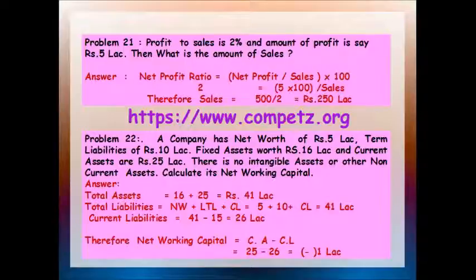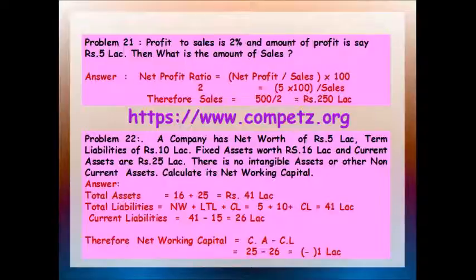Next problem we will see here is, a company has a net worth of INR 5 lakhs, term liabilities of INR 10 lakhs, fixed assets of INR 16 lakhs, and current assets of INR 25 lakhs. So the company is having all these. What the company is not having is intangible assets. There are no intangible assets or other non-current assets. So we need to calculate here the net working capital, that is NWC.